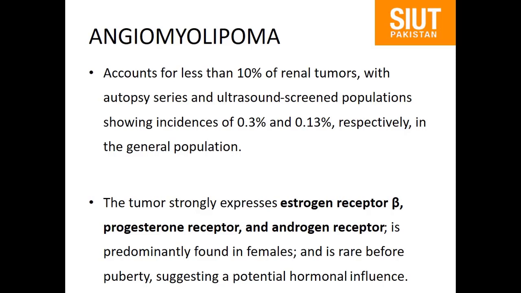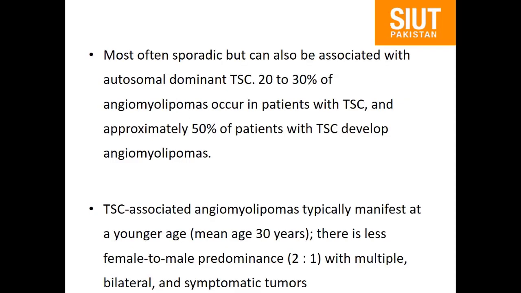The tumor strongly expresses the estrogen, progesterone, and androgen receptors, and is predominantly found in females and is rare before puberty, suggesting a potential hormonal influence. Most of the cases are sporadic, but it can be associated with autosomal dominant conditions, most commonly tuberous sclerosis. About 20 to 30% of angiomyolipomas occur in patients with TSC, and in patients with tuberous sclerosis, about 50% have these angiomyolipomas.